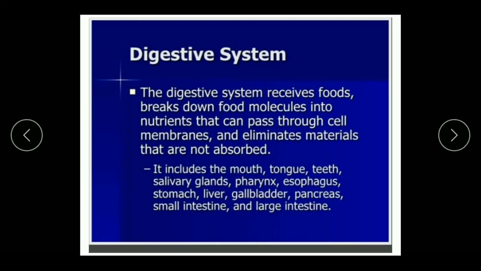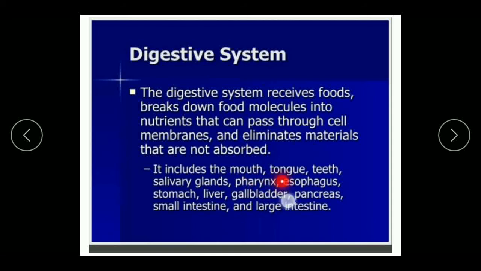First one, digestive system. The digestive system receives food from an external source and breaks down the macromolecules into nutrients that can pass through the cell membranes. The nutrients are carried through the blood, supplying the cells, and the materials that are not absorbed are eliminated.